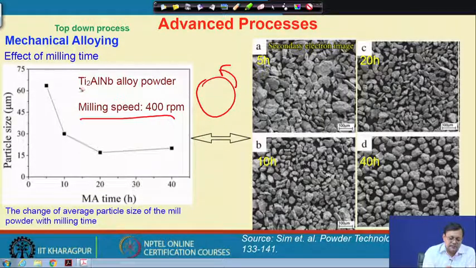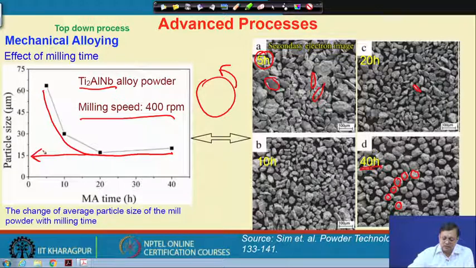So, you can see here this is a titanium aluminum niobium alloy powder. And let us say for 5 hours you can see some flaky shape of particles. After 20 hours the size has been reduced, but the aspect ratio has not changed too much. However, if you go up to 40 hours you can reach spherical shaped particles. So, this is one of the benefits. So, particle size in that case does not reduce below 15 micrometer, but the shape of the particle can be controlled with a suitable choice of the milling time.